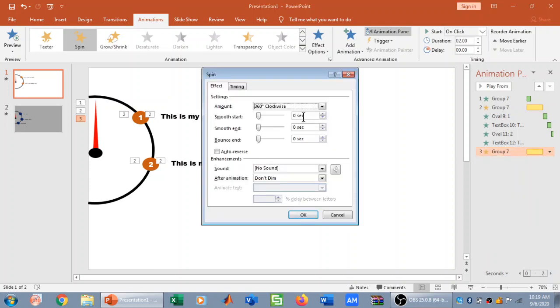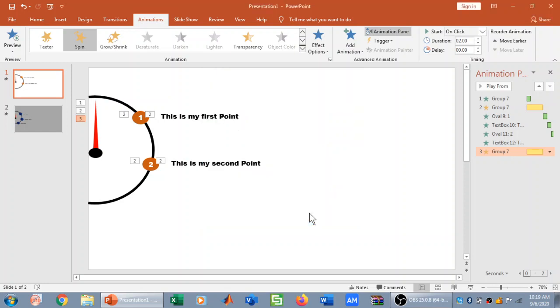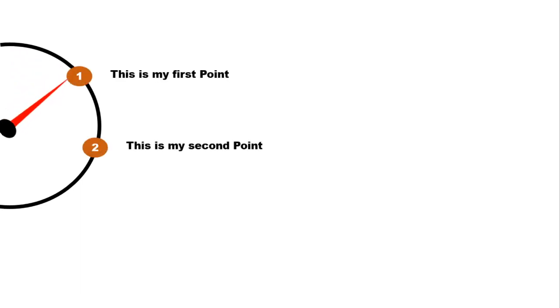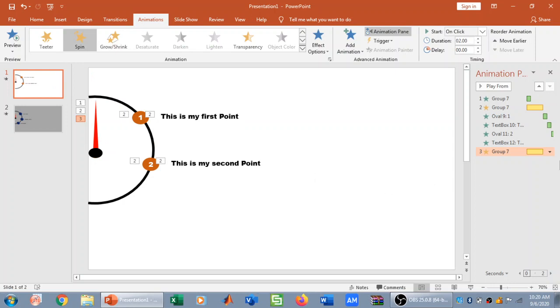I am going to go to the effect options, and I am going to rotate it by 50 degrees. So this okay and this okay. So let me check whether we have done it right or not. We can always adjust the position. So this is my first point. No, this is not right. I need to move this animation upward.